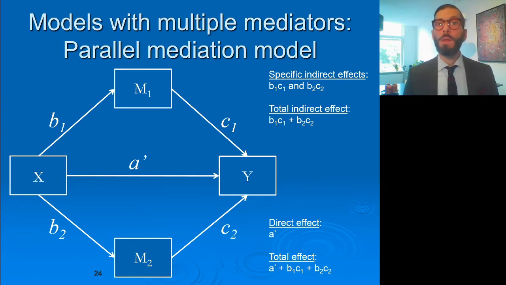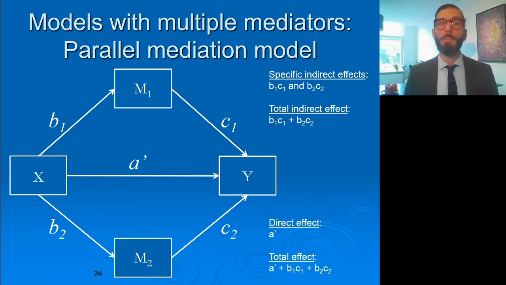For example, here is a model which has parallel multiple mediation. We have a predictor X. X has an effect on Y, and that effect is partially explained by mediator 1 and partially explained by mediator 2. So using the same labeling conventions, we can say, well, the direct effect of X on Y is A-accented. Then we have an effect of X on the first mediator, which we label B sub 1, and an effect of the first mediator onto Y, which we label C sub 1. And we have an effect of X on the second mediator, which we label B sub 2, and an effect of the second mediator onto the outcome, which we label C sub 2.